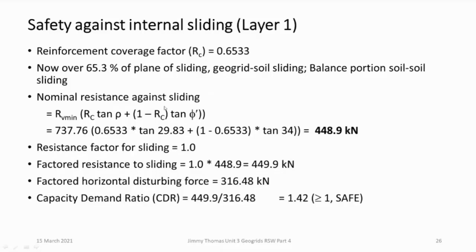So nominal resistance to sliding is RC into tan rho. So wherever the reinforcement is there, it is 0.6533 into this. And wherever reinforcement is not there, sliding is between soil to soil. So we take tan 34. This is 448.9. So again, resistance factor for sliding is 1. Then factored resistance to sliding is 1 into this. And the horizontal disturbing force we had calculated earlier. So the ratio, we get the capacity to demand ratio.